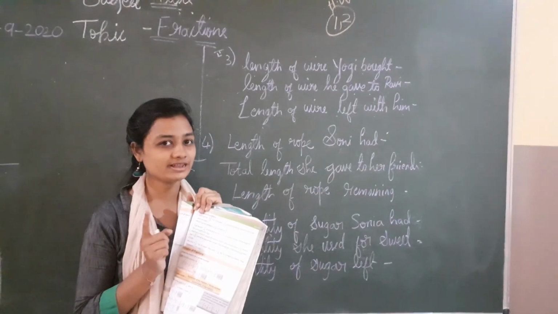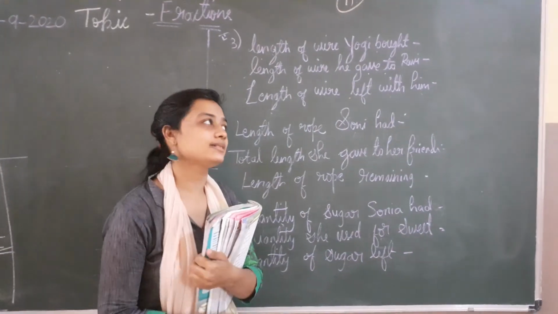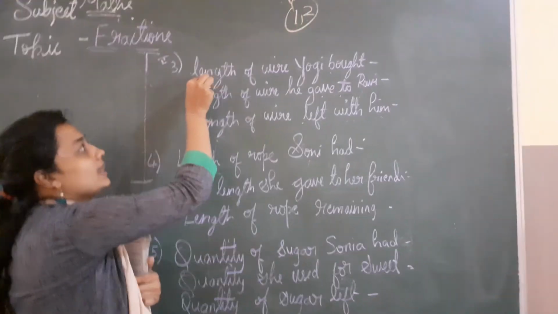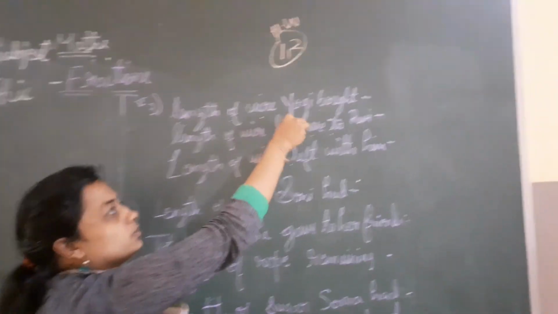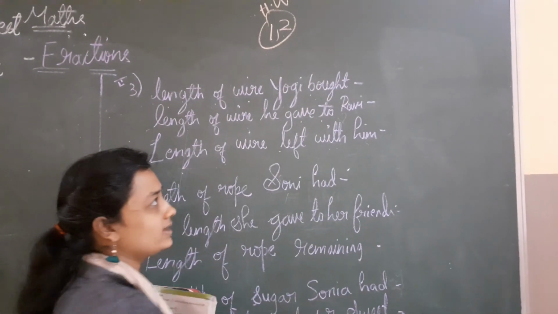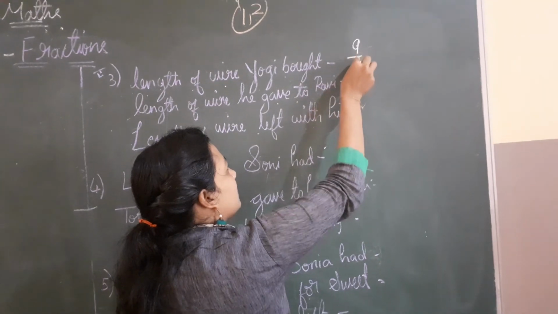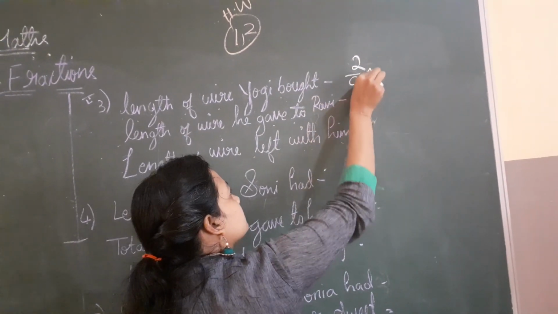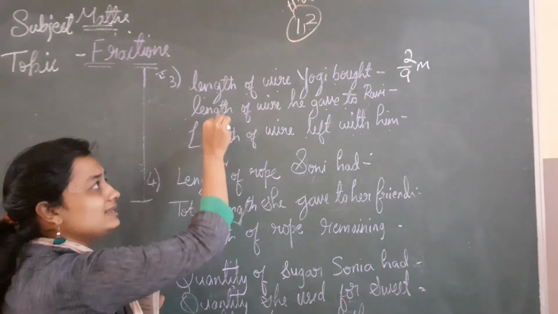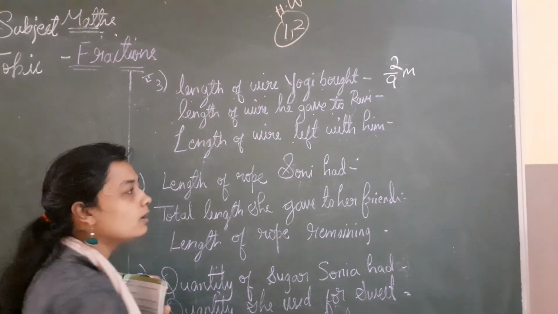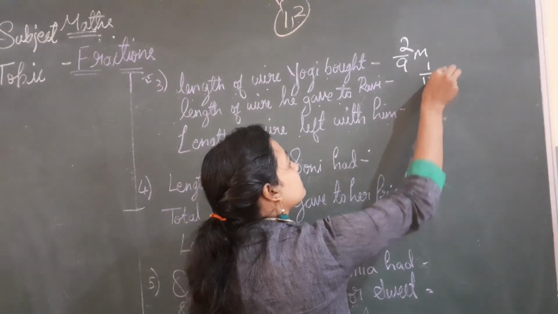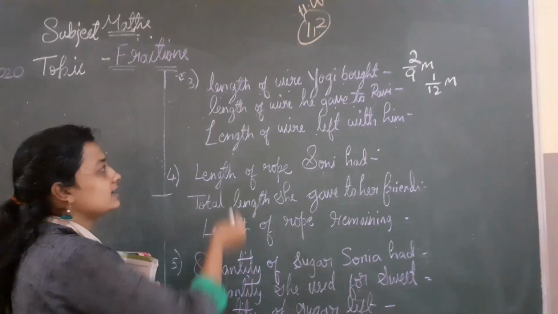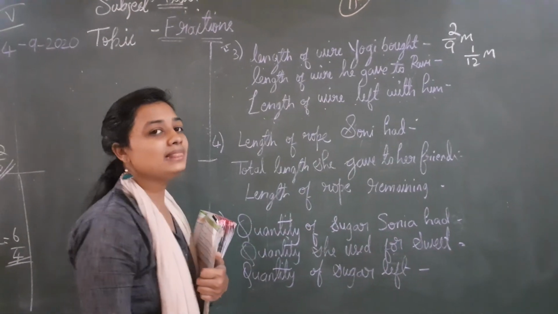So come to the board and check how to write the statements for it. You copy the questions from the textbook, okay? We'll write the statements now. The first statement, length of wire Yogi bought. How much is the length of wire he bought? It is 2 by 9 meters. And how much did he give to Ravi? It is 1 by 12 meters. What should I find? I should find the length of wire left with him.